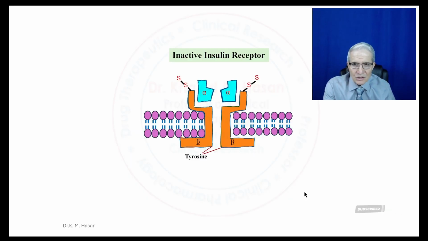Okay, in this image they show us the inactive insulin receptor. The insulin receptor consists of two alpha subunits and two beta subunits, as you can see here, with disulfide bonds, and on the inner side we have tyrosine as the amino acid. Okay, when the insulin binds to this target, what happened here?